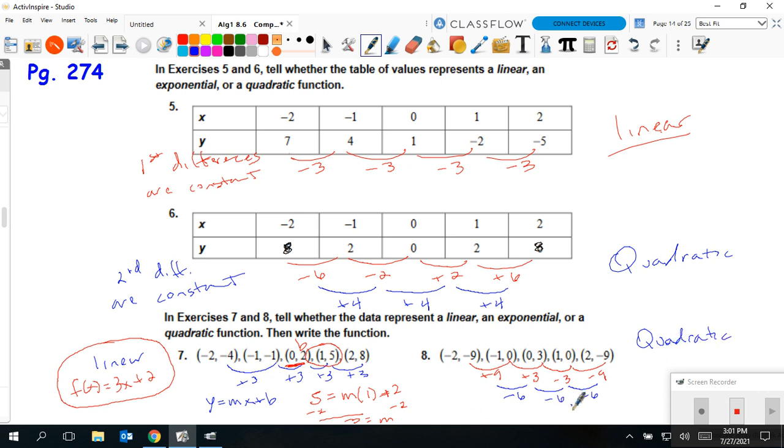And then in order to write the answer for this one, I'm running out of space here, so let me move this up a little bit. I'm going to say the answer down here. This is quadratic. And our answer will be f of x equals, maybe I'll do a different color again, let's use red down here. So f of x equals.